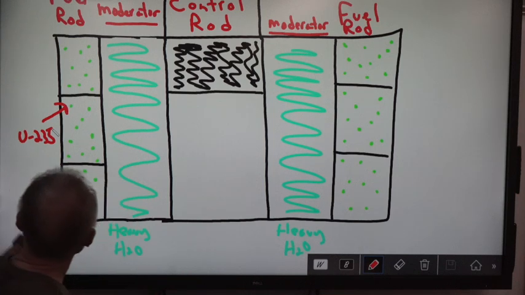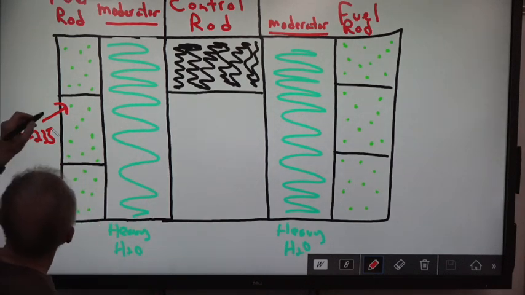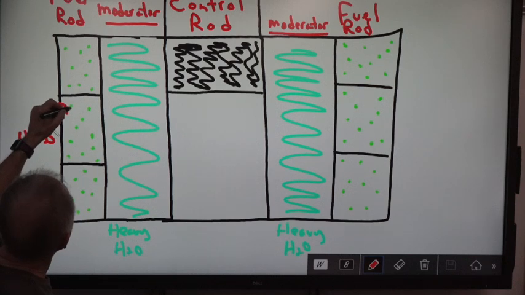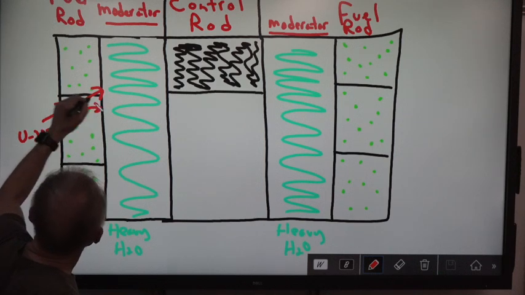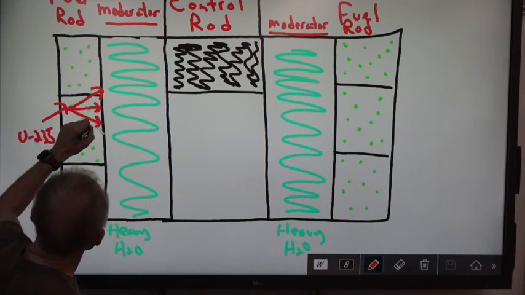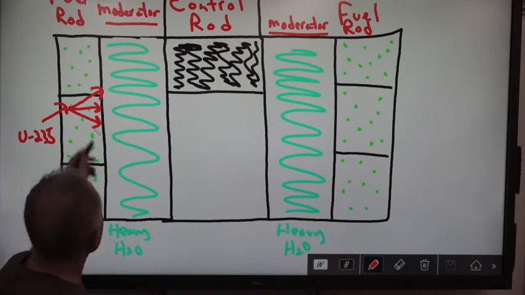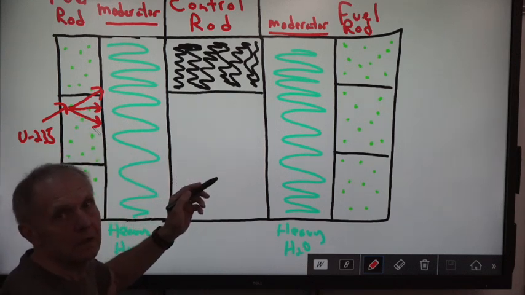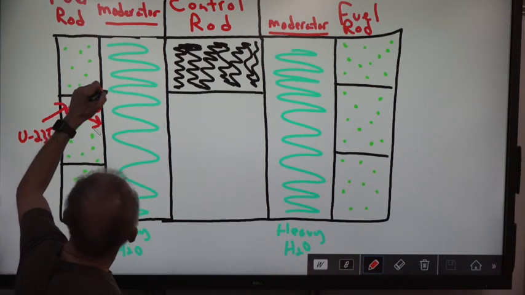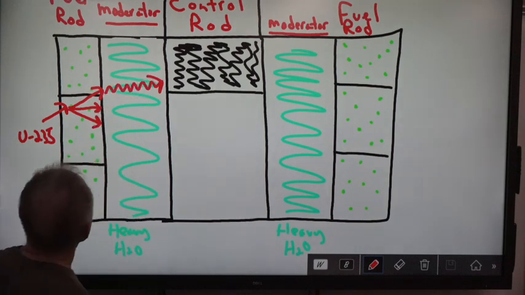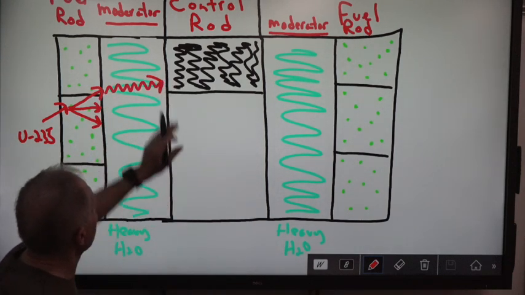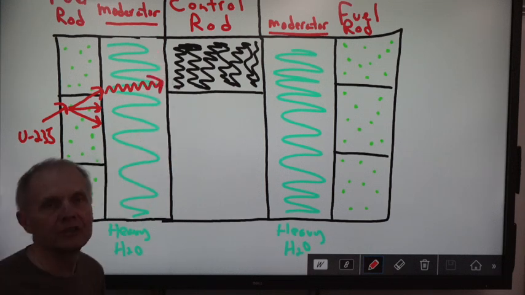Now watch. So we have a slow-moving neutron. Let's say it hits that one right there. Okay, so now what happens is 3 fast-moving neutrons come out. There's 1, there's 2, and there's 3. Now, when they go into the moderator, it really slows down. So that one, it slowed down, but it hit the control rod, so that neutron is absorbed.